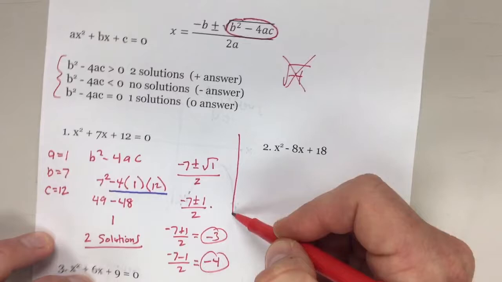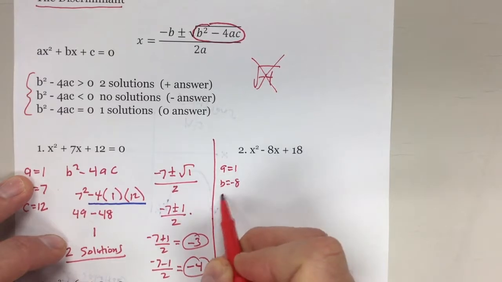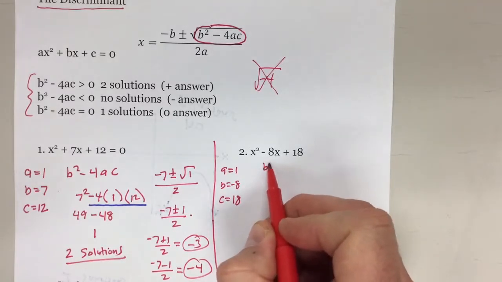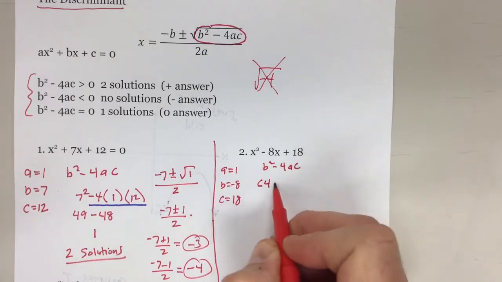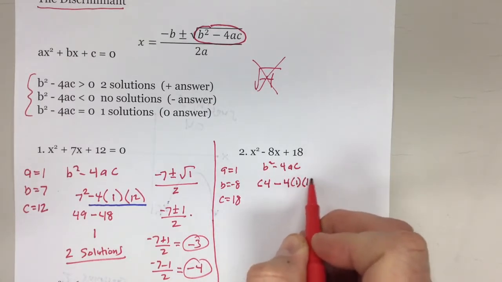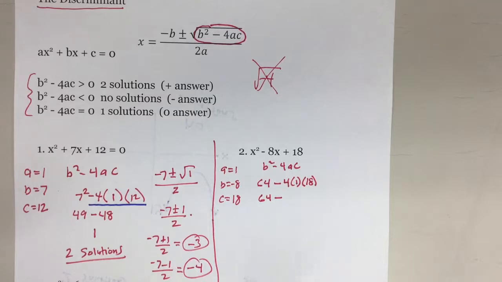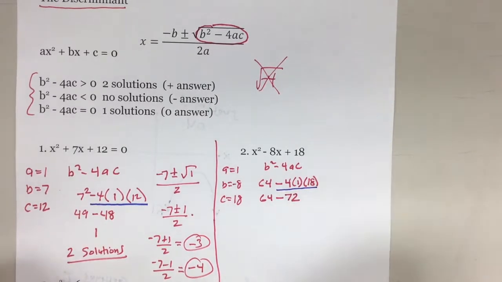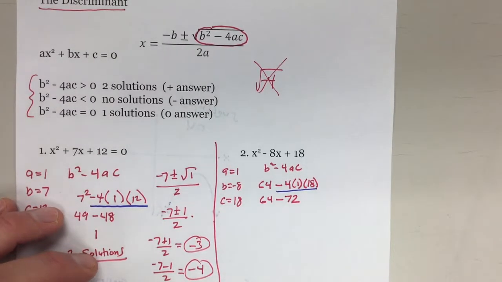Let's try another one. So number 2. So again, you could start out with writing a, b, and c. That's always a good way to start quadratic formula problems. And I'm going to do b squared minus 4ac. So b squared, negative 8 squared is 64. And then it's going to be minus 4 times 1 times 18. So I have 64 minus, now on your calculator, you would do negative 4 times 1 times 18. And I get negative 72. So now I do 64 minus 72. I get negative 8.